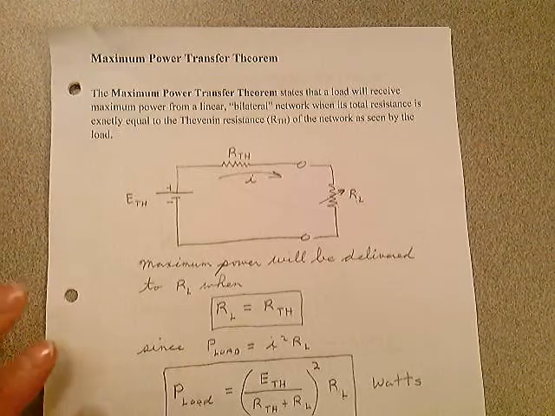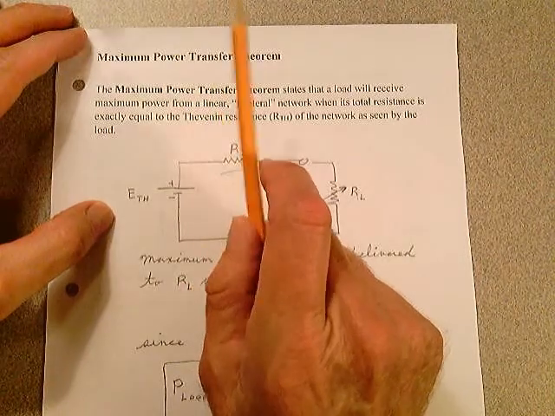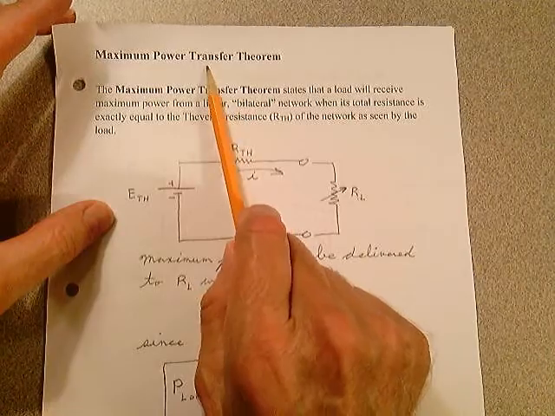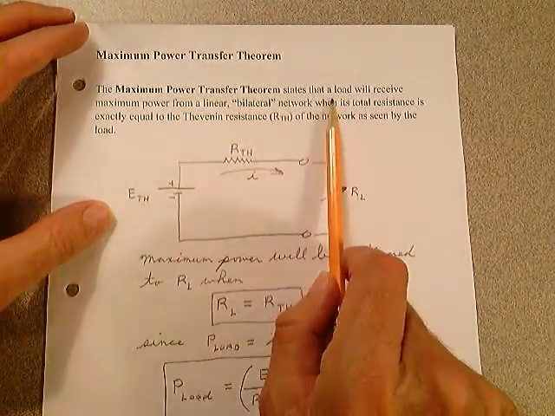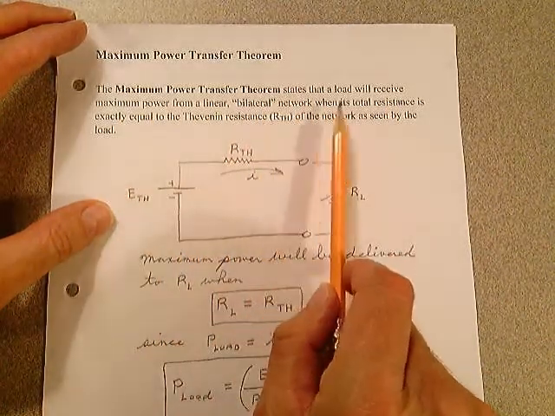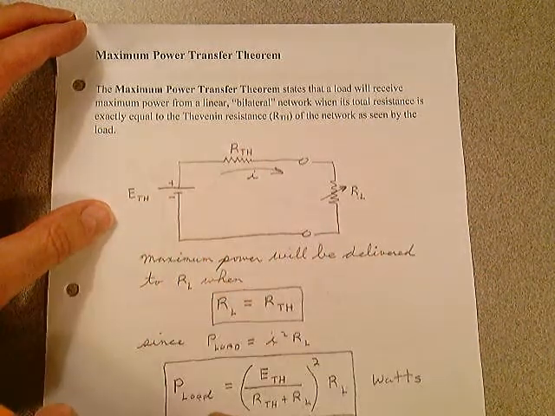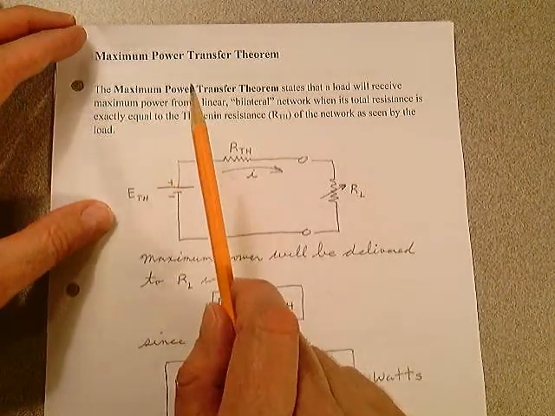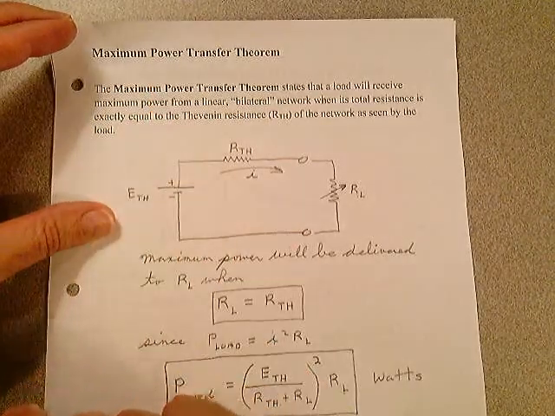We're going to start on page 112, and we're going to talk about something that's extremely important in engineering called the Maximum Power Transfer Theorem. The Maximum Power Transfer Theorem states that a load will receive maximum power from a linear bilateral network when its total resistance is exactly equal to the Thevenin resistance of the network as seen by the load. So Thevenin's theorem plays heavily in this maximum power transfer concept.